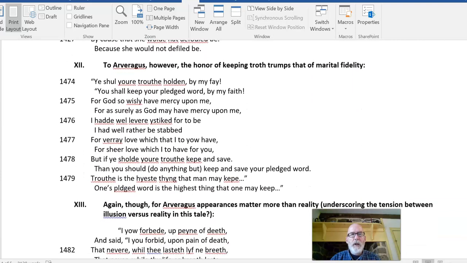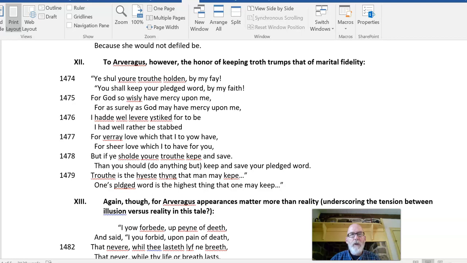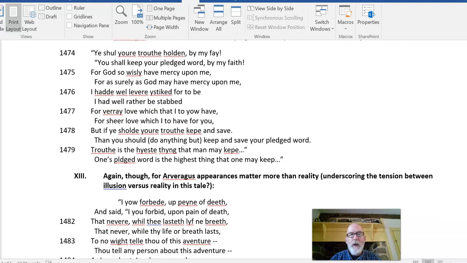In passage 12, Arviragus points out that from his perspective, the honor of keeping troth trumps that of marital fidelity. And again, it's this conflict we've seen again and again in the romance between community obligations and expectations and what the individual would themselves want.